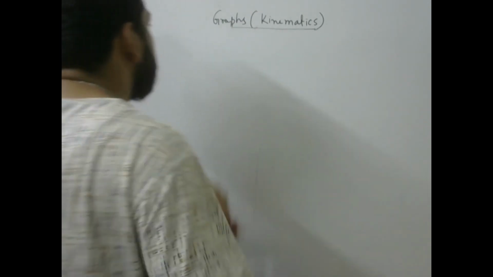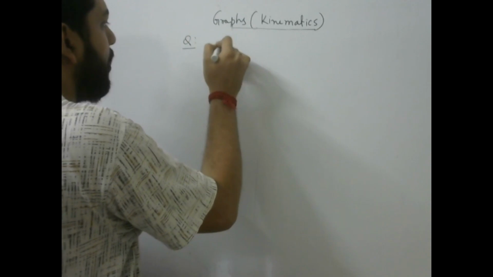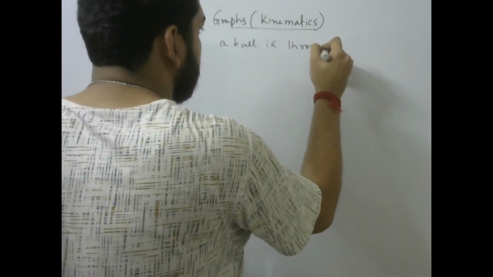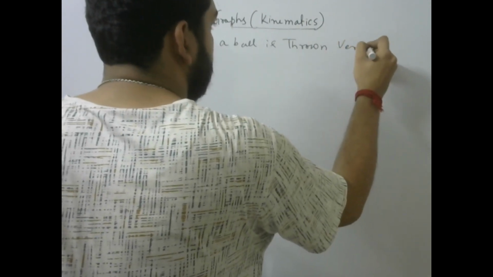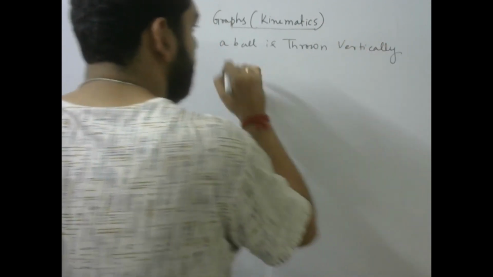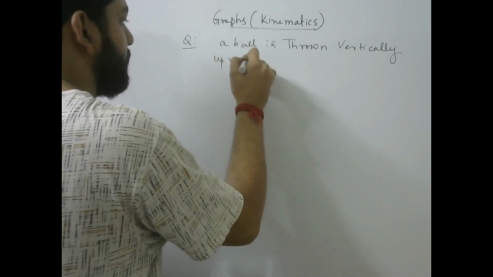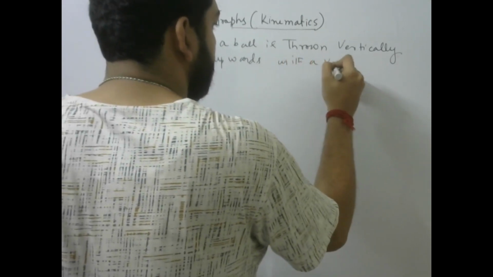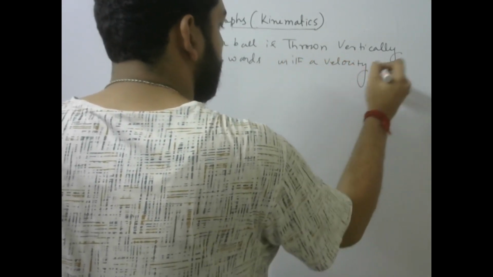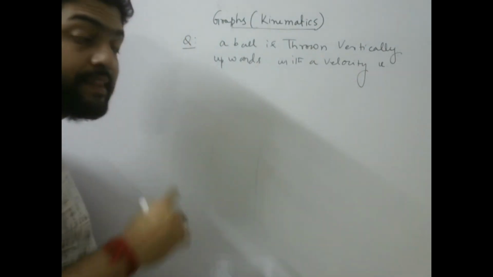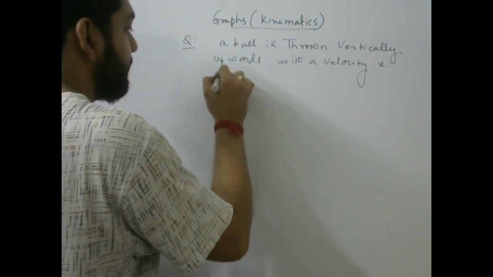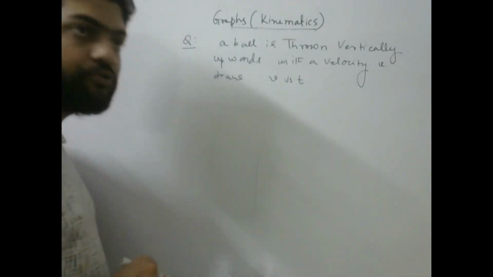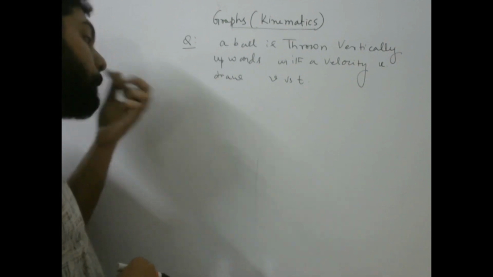It's very important. Suppose a ball is thrown vertically upward with a velocity u. Draw the velocity time graph, the v versus t graph. It's very easy.